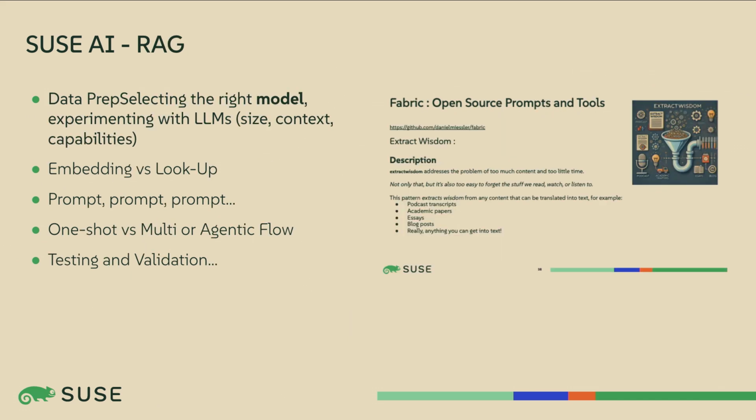All right, so RAG, Retrieval Augmented Generation. Selecting the right model, experimenting with the LLMs, different capabilities, going out and doing your research. Try different models. Know that some of these model architectures are different.